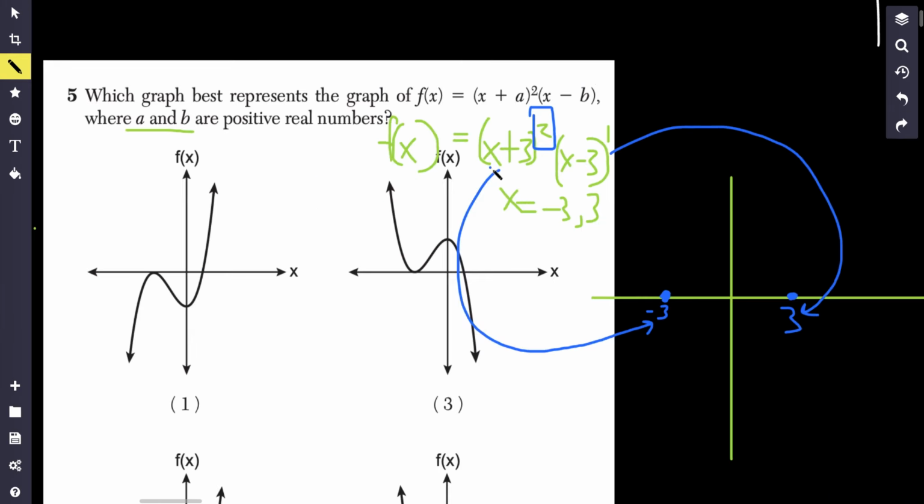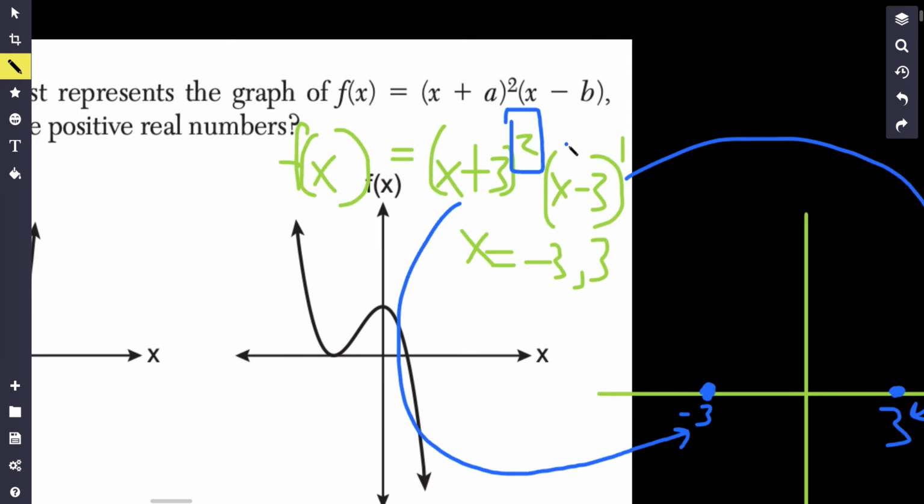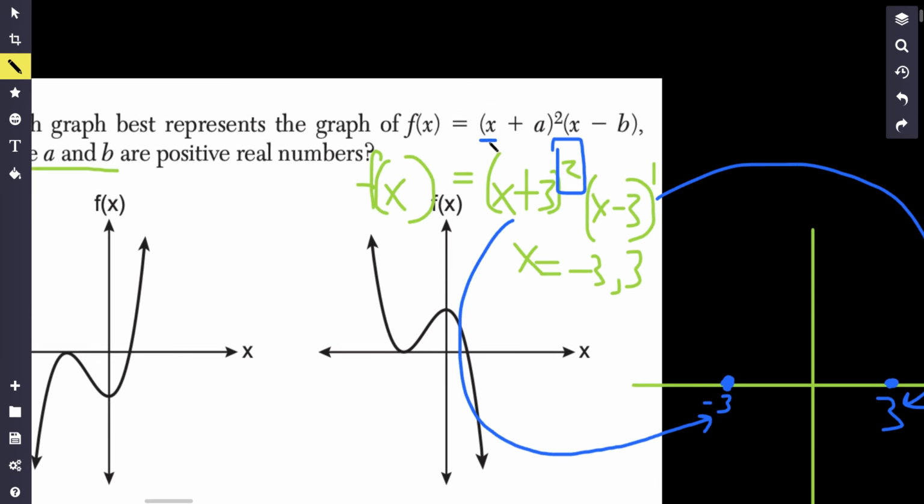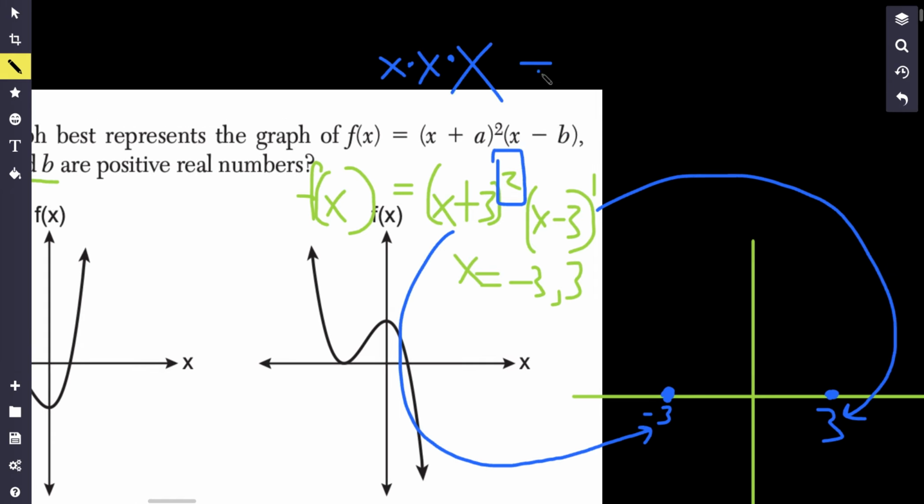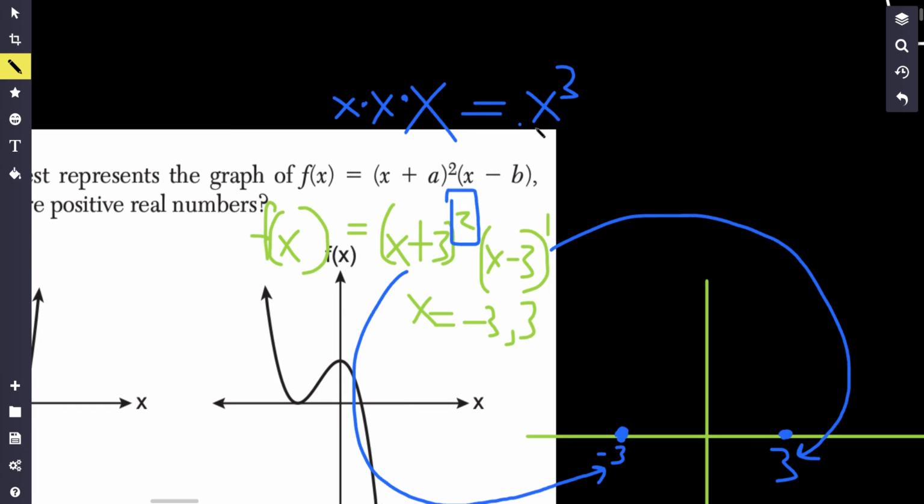Now what we're going to do is basically find the highest x power. So look, I have an (x plus a) to the second power, so there's two x's here. And I also have an (x minus b). So that means that I have 3 x's in total, right? And if I multiply them all together, I'm going to get x to the third power. And basically what this means is that my function is going to look very similar to a cubic function.